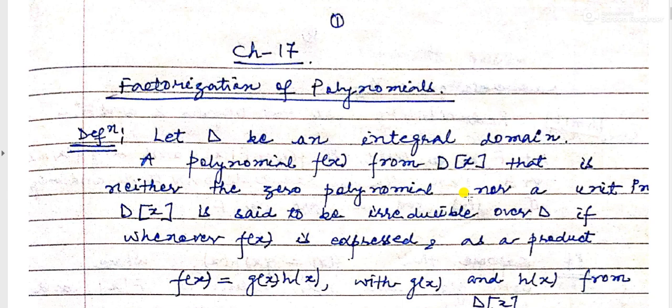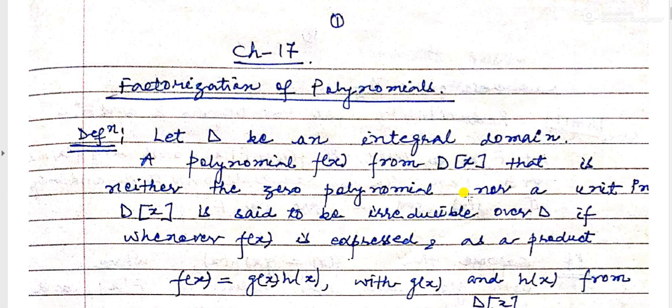You might have studied polynomials from class 6, I think, 6 or 7. So from then onwards we have been solving, factorizing polynomials, but some things we didn't understand that time. Now it's time to understand those concepts of factorization of polynomials. So this is the name of the chapter, factorization of polynomials, and we will study some concepts related to that. So let's begin with the definition.